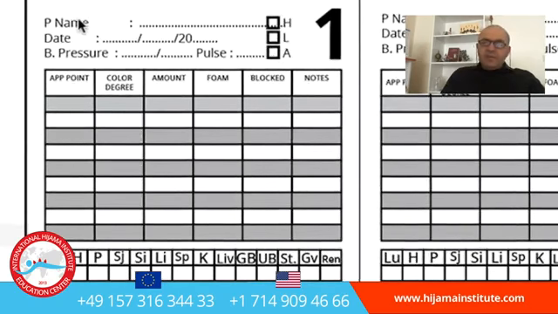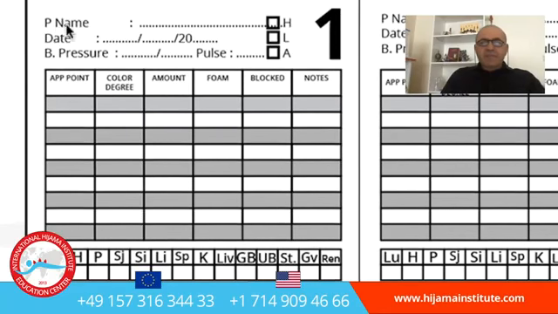On the left side, it says P name, which means the practitioner's name. Some clinics have more than one practitioner, so they want to divide who's doing what, and they want to see the practitioner's name. At the time of the session, you should put the date, and definitely this is a more important part: at each session, you should take the blood pressure and check the patient's pulse.